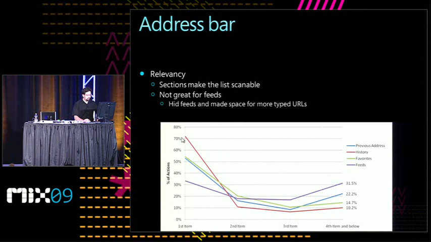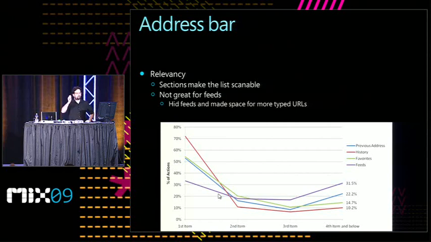So here's what we saw. History is used very, very often. Previous addresses, right up here. Top favorites used quite a bit. Feeds, not as much. And in fact, feeds never really tapered off. It sort of looks like from this that people couldn't figure out which feed they really wanted from the list. The relevancy boost wasn't pushing the item that they wanted to the top.